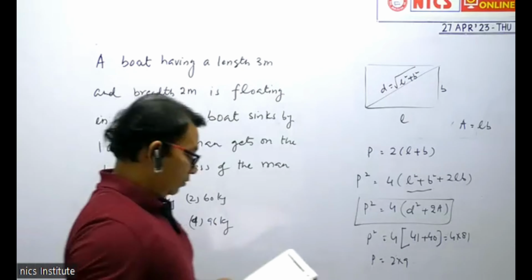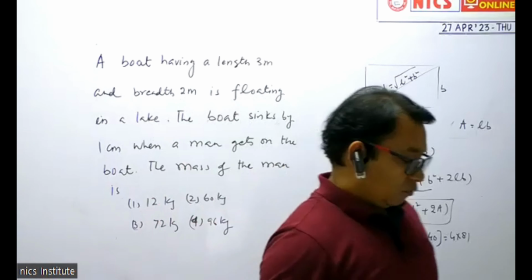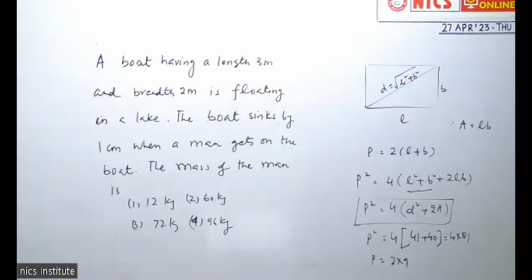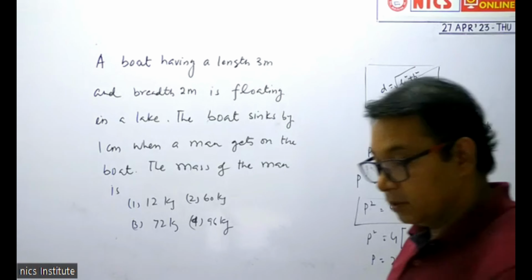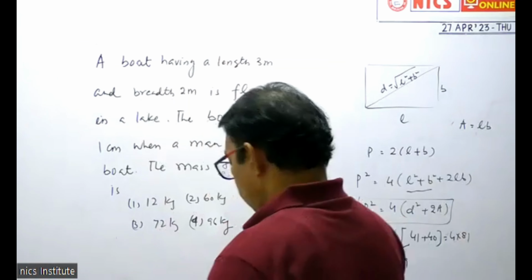A boat having a length 3 meter, breadth 2 meter is floating on a lake. The boat sinks by 1 centimeter when a man gets on it. The mass of the man is? I must have told you about force of buoyancy or upthrust.